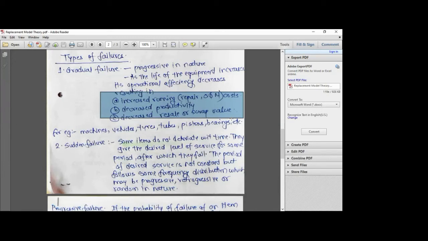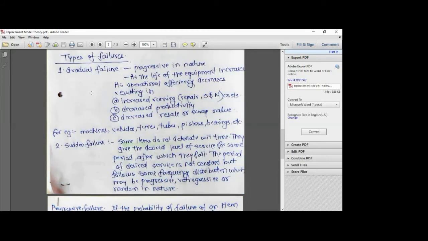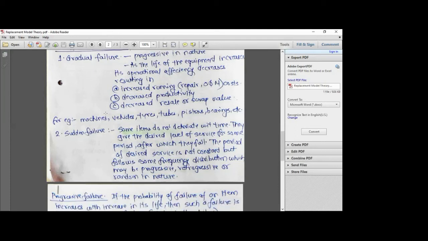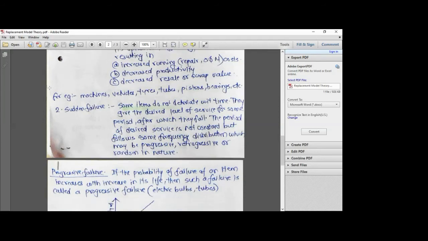Running cost means the repair or operational maintenance cost. Because of the decreased operational efficiency, there will be a decrease in productivity, and there will also be a decreased resale or scrap value for that equipment. What we have seen holds good for vehicles, machines, tires, tubes, pistons, bearings, etc. These all hold true, right.